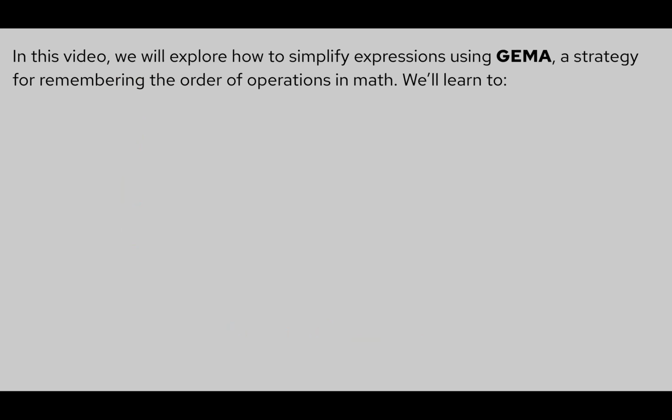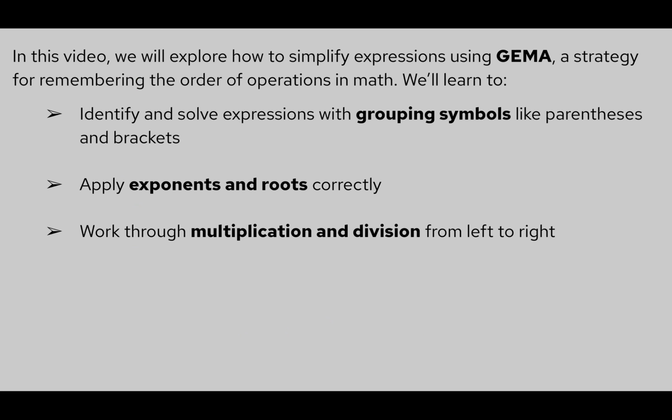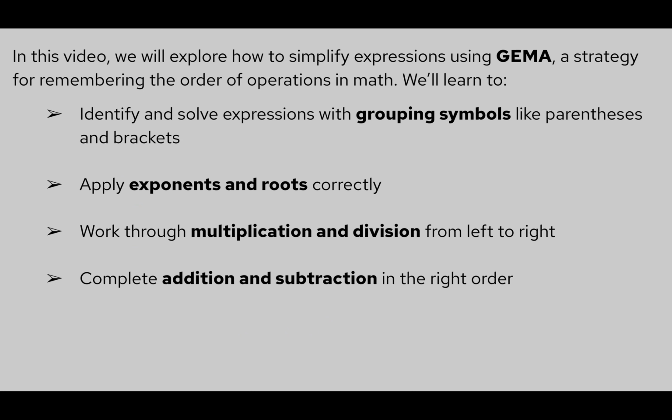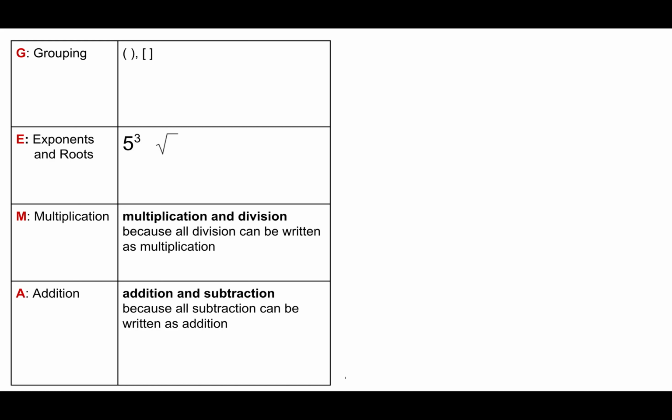So in this video, we will explore how to simplify expressions using GEMA, a strategy for remembering the order of operations in math. We'll learn to identify and solve expressions with grouping symbols like parentheses and brackets. We'll apply exponents and roots carefully and correctly. We will work through multiplication and division from left to right. We'll complete addition and subtraction also in the right order. So let's investigate how following GEMA helps us break down complex expressions step by step.